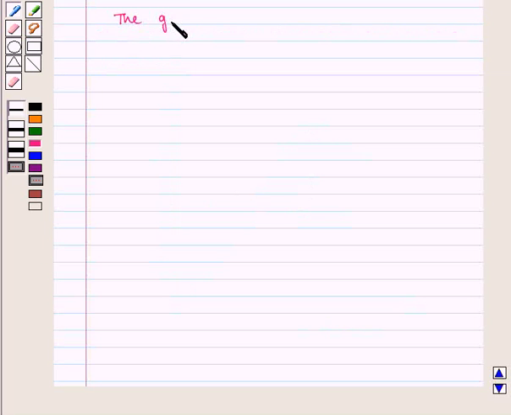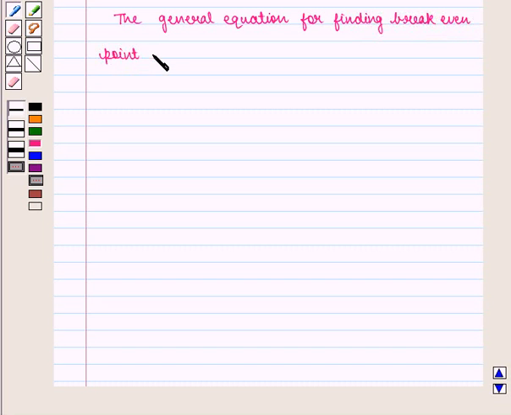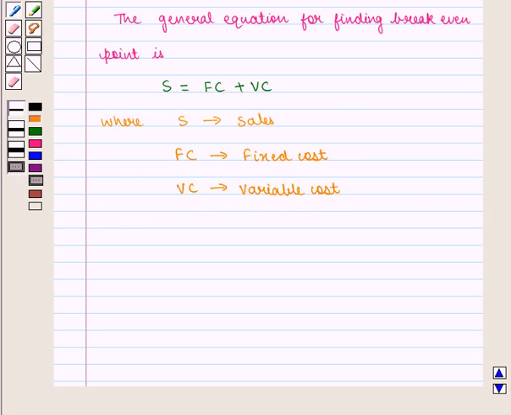The general equation for finding break-even point is S is equal to FC plus VC, where S denotes sales, FC is the fixed cost, and VC is the variable cost. The variable cost VC, fixed cost FC, and sales S are used for finding company's break-even point.